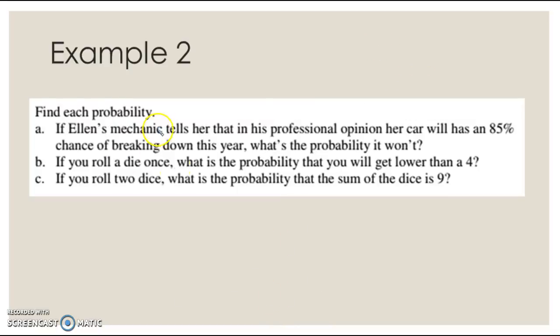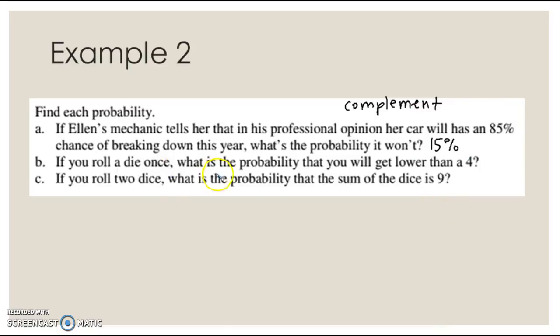Alright, example 2 is actually a couple of examples, but I want to find each probability. So if Ellen's mechanic tells her that in his professional opinion, her car will have an 85% chance of breaking down this year, what's the probability that it won't? So that's the complement, and remember your complement and the probability of it happening have to add to 1. So if I have 85% and I have to get to 100%, that leaves me with 15%. So the probability of it happening is 85%, the probability that it won't happen is 15%.